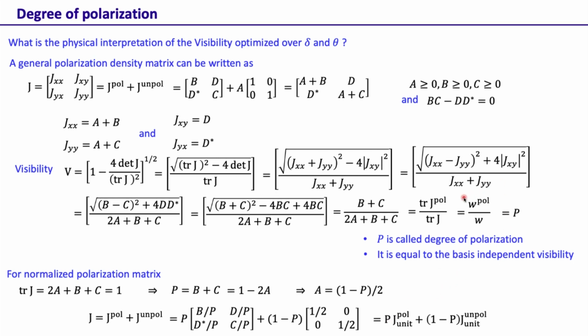The first one is that the intensity associated with the polarized part divided by the total intensity is the degree of polarization. The other interpretation is that for a normalized polarization matrix, if we write it in this manner, then the degree of polarization is basically equal to the weightage of the polarized part. So that is the physical interpretation associated with this visibility that we optimized over delta and theta. This is a basis independent quantity. It doesn't depend on the basis, so it has a lot of importance.